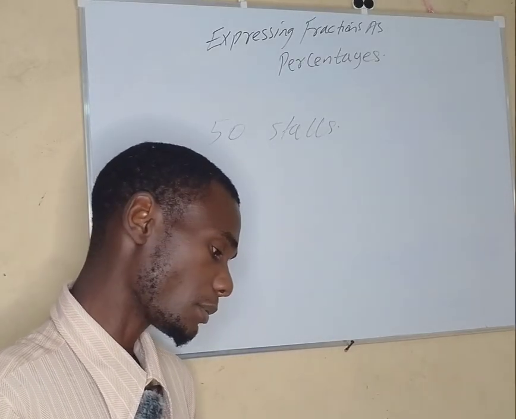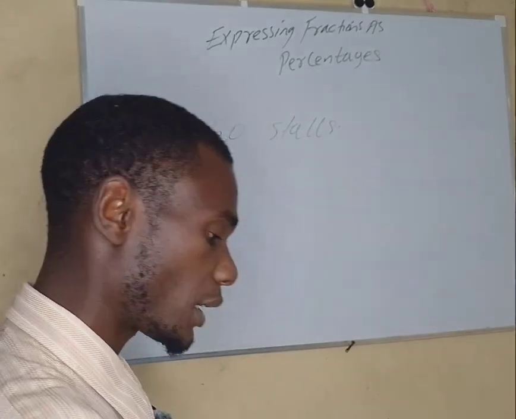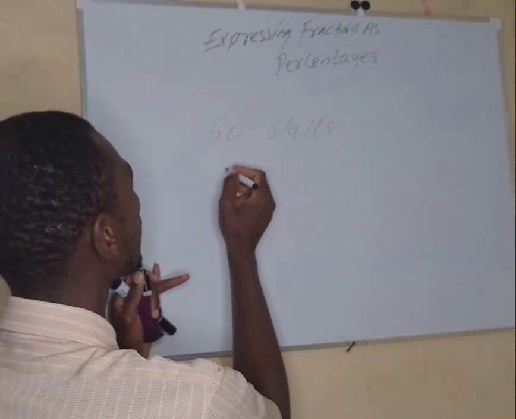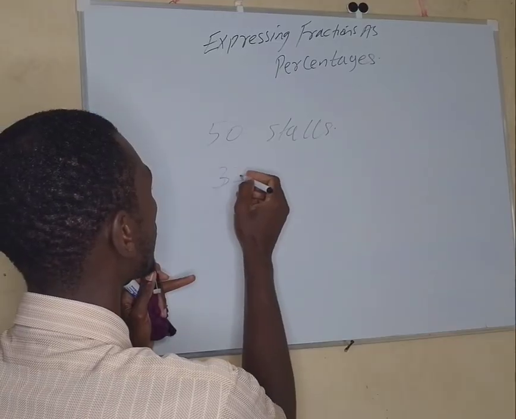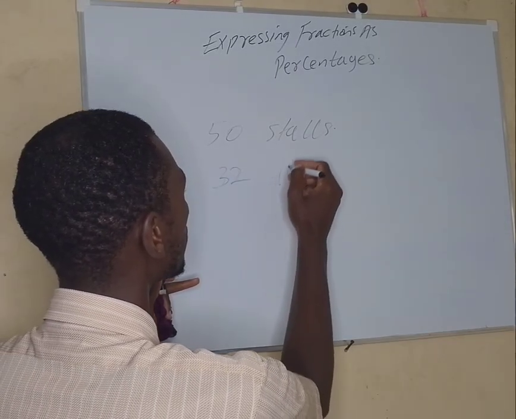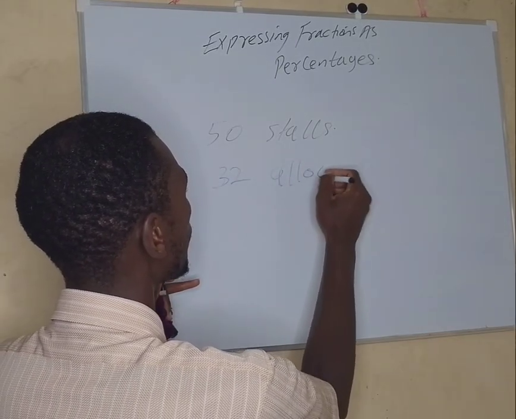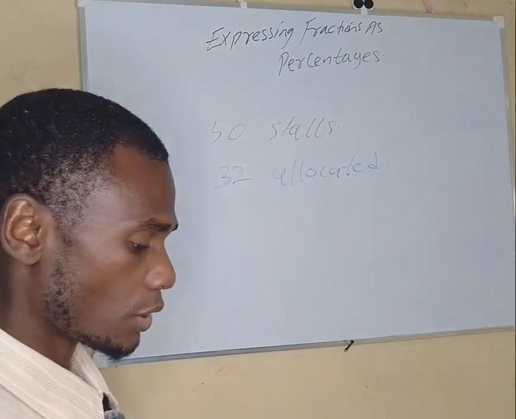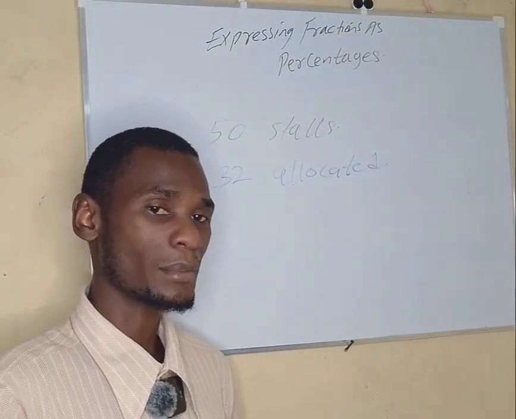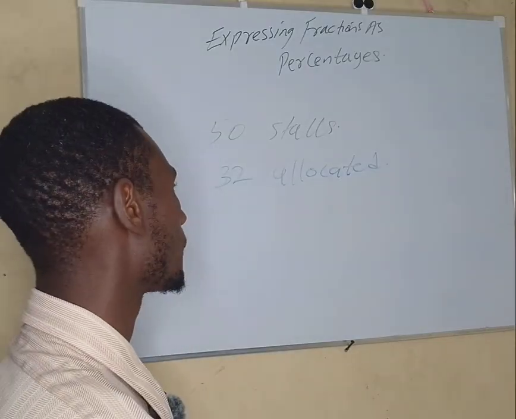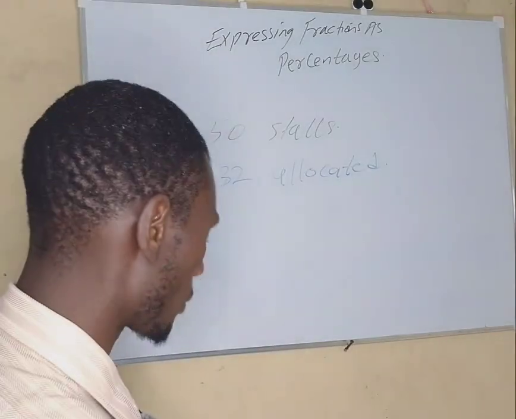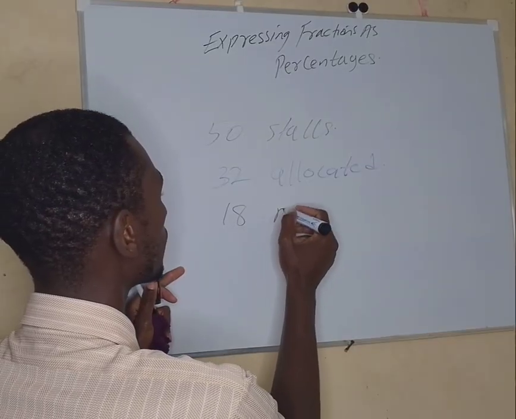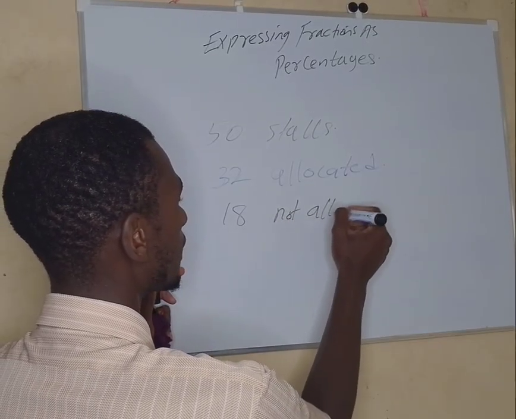Then a county official allocated 32 stalls to traders. So out of 50, 32 were allocated, meaning given out. So 32 are given out. That means there are some stalls that are still remaining unoccupied. So you can as well talk about those. Those that are still remaining now are 18, not allocated.